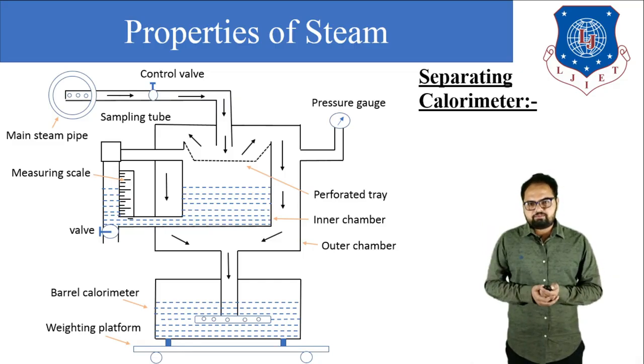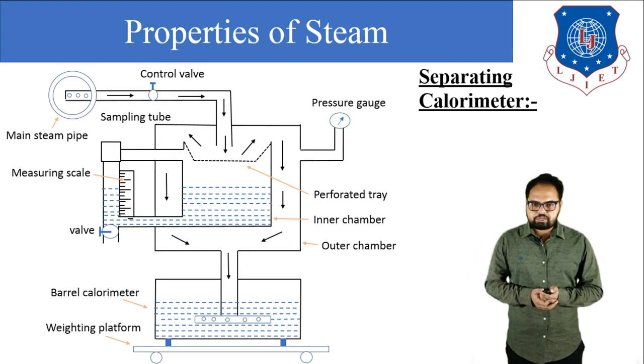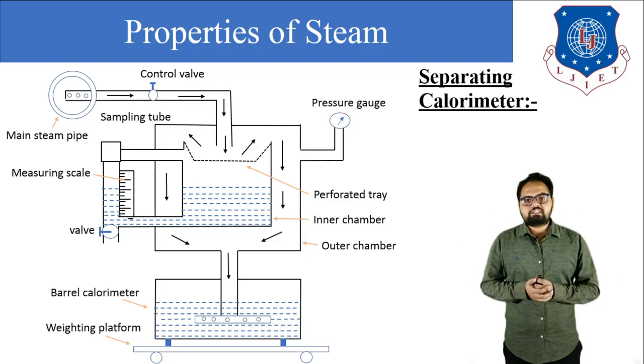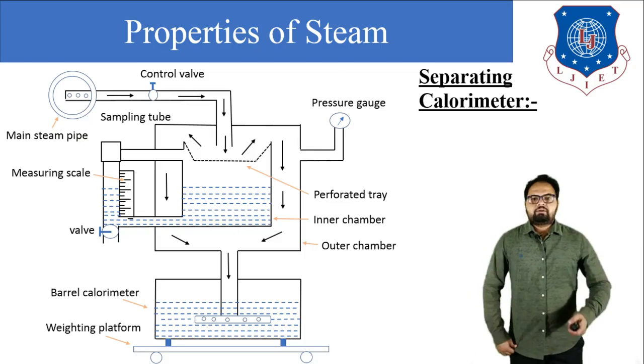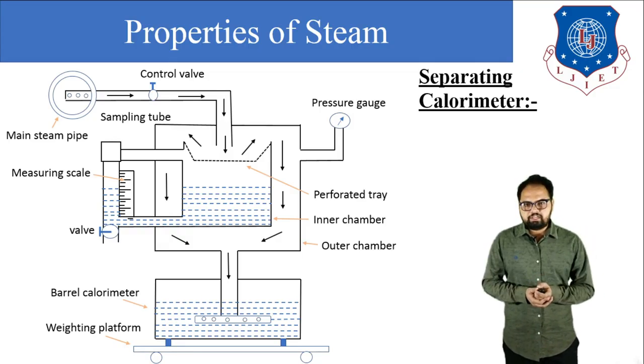So here you can see in this figure, the separating calorimeter consists of two chambers. The first one is the inner chamber and the second one is the outer chamber. The top portion of the inner chamber consists of perforated trays. The perforated tray means the tray which has a number of holes in it.